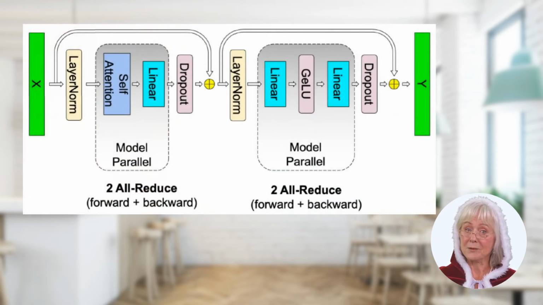This pooling of knowledge happens through a process called all-reduce. In simple terms, it's like a group discussion. Each GPU shares its results, they all combine this information, and each one gets the combined result. This way, all GPUs stay updated with the overall progress of the training.